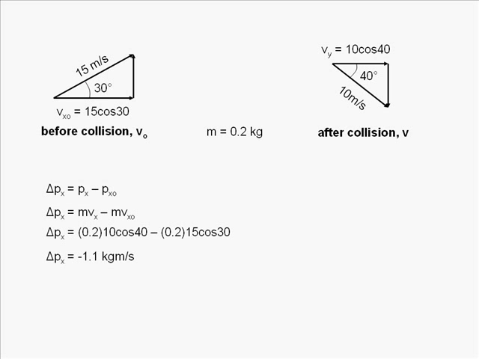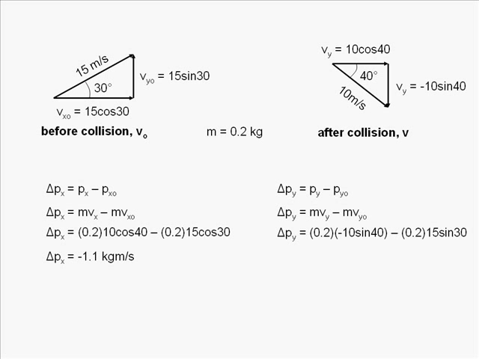Now we have to find the change in momentum in the y direction. The change in momentum in the y equals py minus py naught. We will change the momentums into masses and velocities, allowing us to substitute in our numbers. Vy naught equals 15 sine of 30, and Vy equals negative 10 sine of 40. The mass is 0.2 kilograms, and these values can be entered into our formula. Now we can solve for the change in momentum in the y direction. Our change in momentum in the y is equal to negative 2.8 kilogram meters per second.